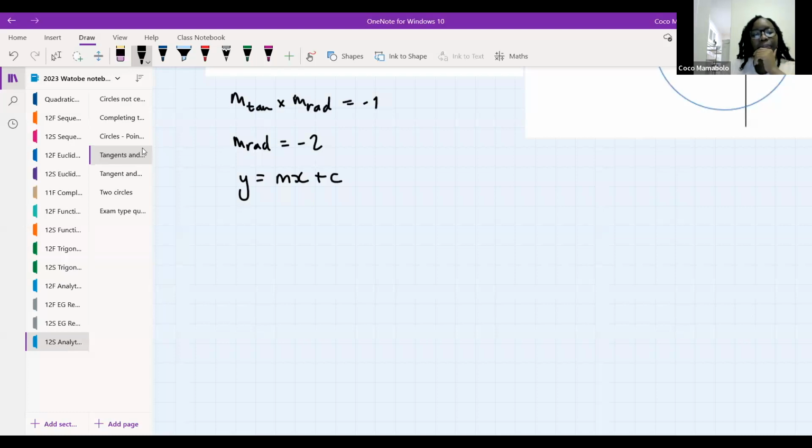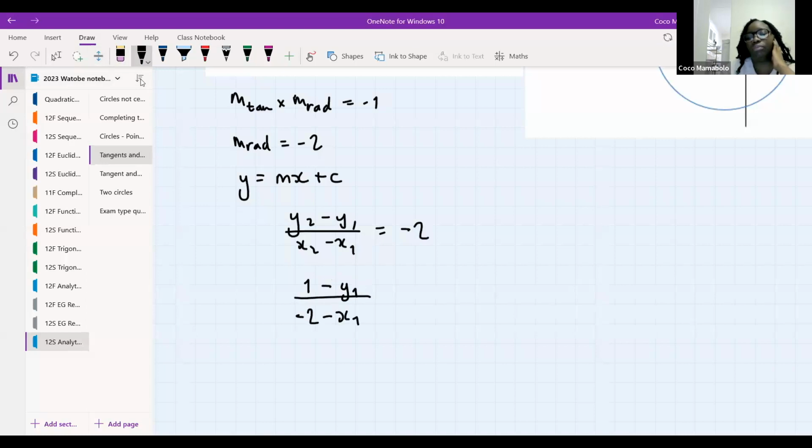Hi, Katleho. Ma'am, can you please just go back from where I left it? And then ma'am will tell me if I'm wrong or right. Because okay, ma'am, I was just going to do it like y2 minus y1 over x2 minus x1 is equal to the gradient, which is minus 2, yes? Yes, ma'am. And then you're going to say 1 minus y1, right? All over... No, ma'am, not y. You substitute the coordinate. Oh, the value 1. Okay. So 1 minus y1 over negative 2 minus x1 equals negative 2 over 1.